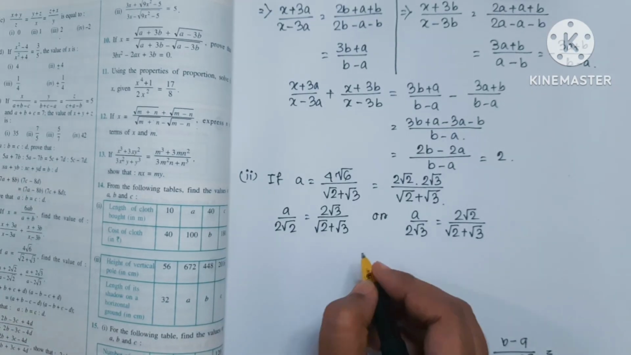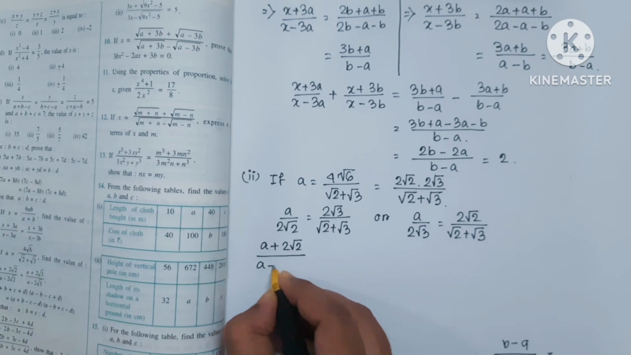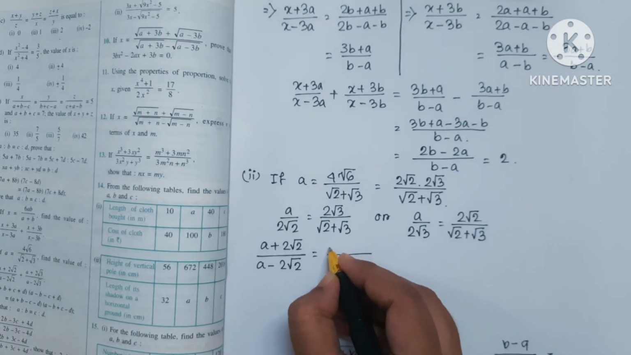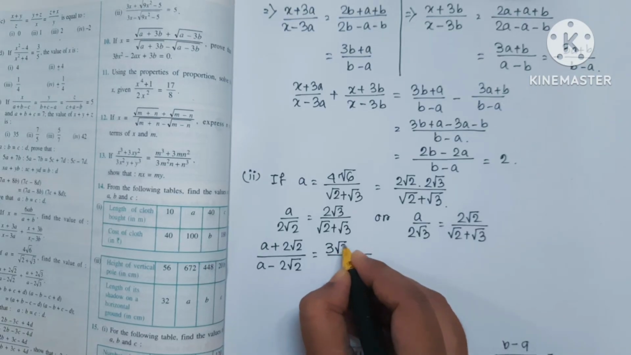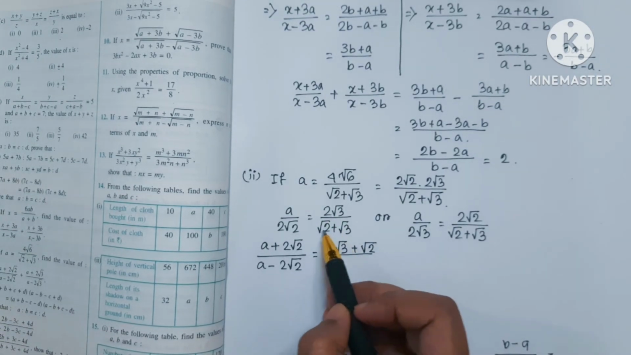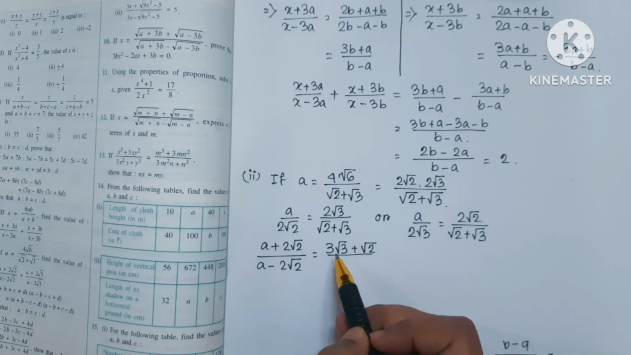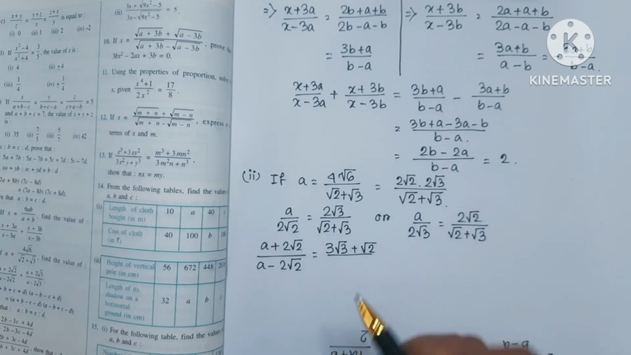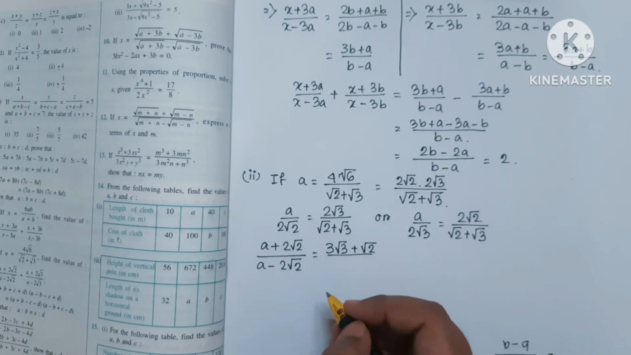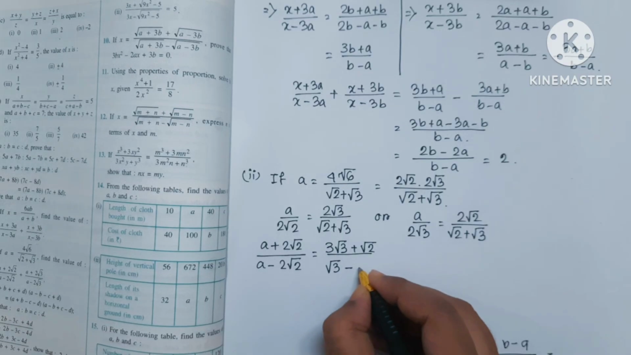Now if you use componendo dividendo here, a plus 2 root 2 by a minus 2 root 2 is equal to 3 root 3 plus root 2 by... Why 3 root 3 plus root 2? See, if you add this one plus this one, 2 root 3 plus root 3, so 3 root 3, and this one will come here. And if you subtract numerator and denominator, what will you get? Root 3 minus root 2.